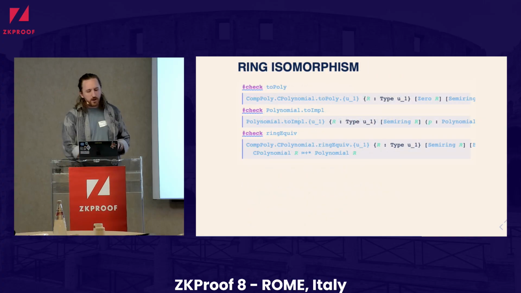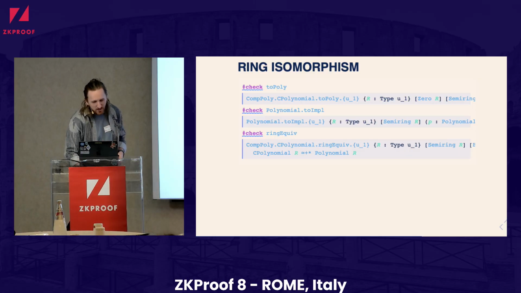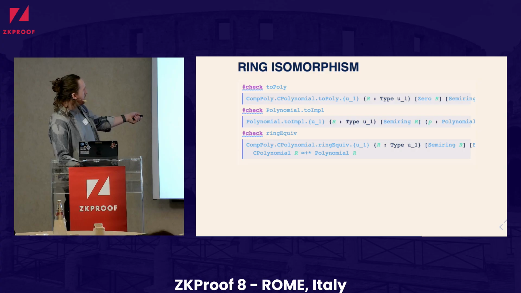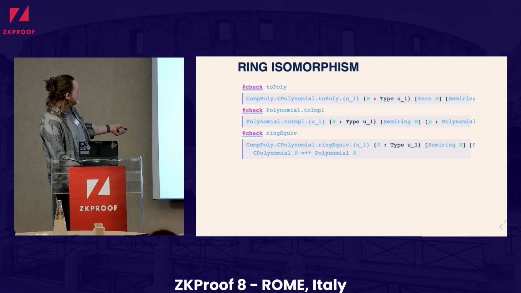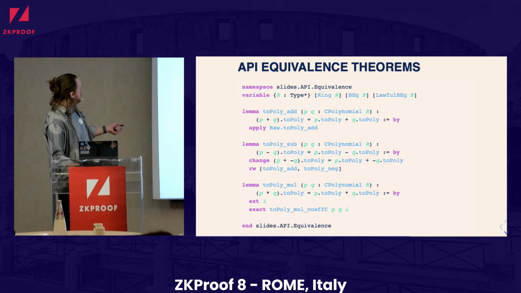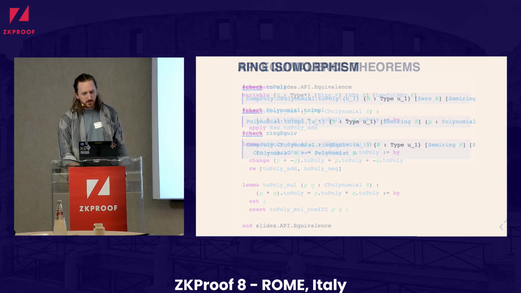Right. So we have toPoly. This was very hard to write in a way that would type check, and so I've just had Lean output this very ugly version. But the point here is that we have a toPoly function here, and we have a toImpl, which takes you back to computable, and then we have the ring equivalence, which says CPolynomial R is isomorphic to the polynomial ring. And to prove that, we had to prove that addition over this isomorphism is as you would expect, same with subtraction and multiplication. Anyway, just basic ring isomorphism.